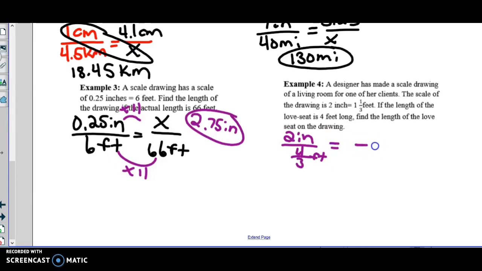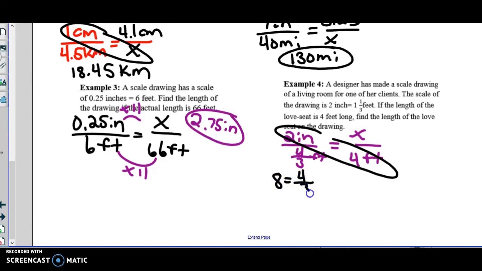So feet is in the denominator. And then x. 2 times 4 is 8. That leaves me with 8 equals 4/3 x. In order to get the variable by itself, I need to divide by 4/3.